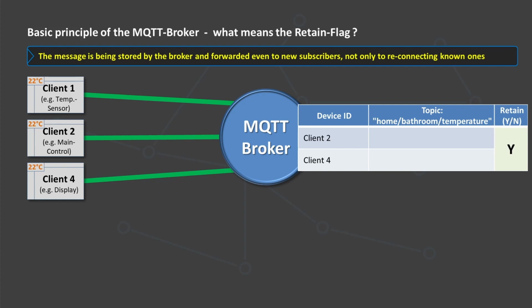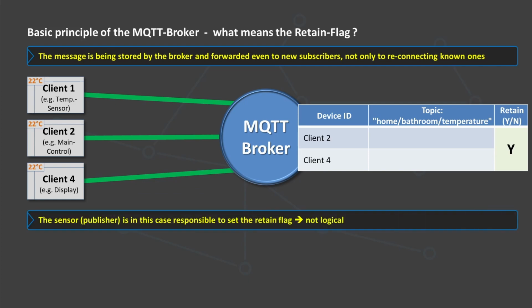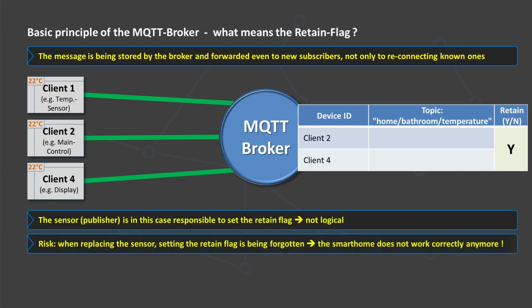That is indeed quite nice and helpful, but for me it is not logical that the sensor is responsible to set the retain flag, since the sensor is not supposed to know what happens with its information and who is going to receive it for what reason. The risk is the following. If the sensor needs to be replaced, it is almost for sure that we will forget to set the retain flag in the configuration of the new sensor. The effect then is that our smart home will not work correctly anymore.